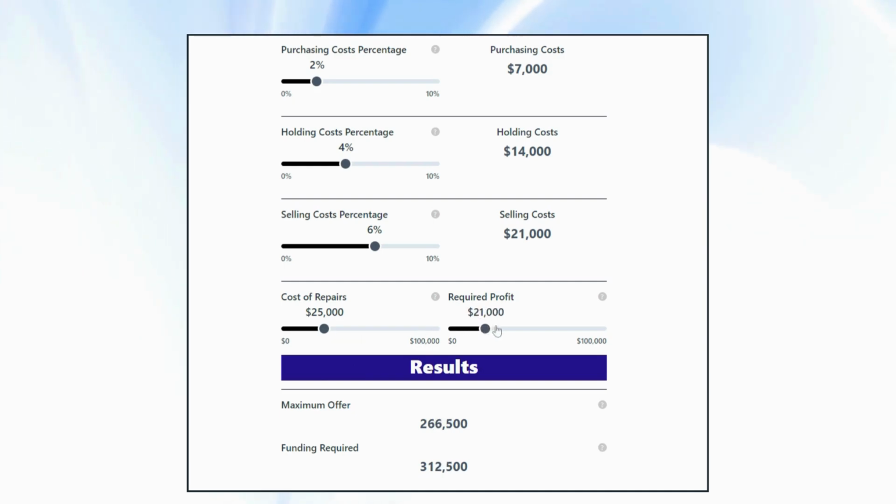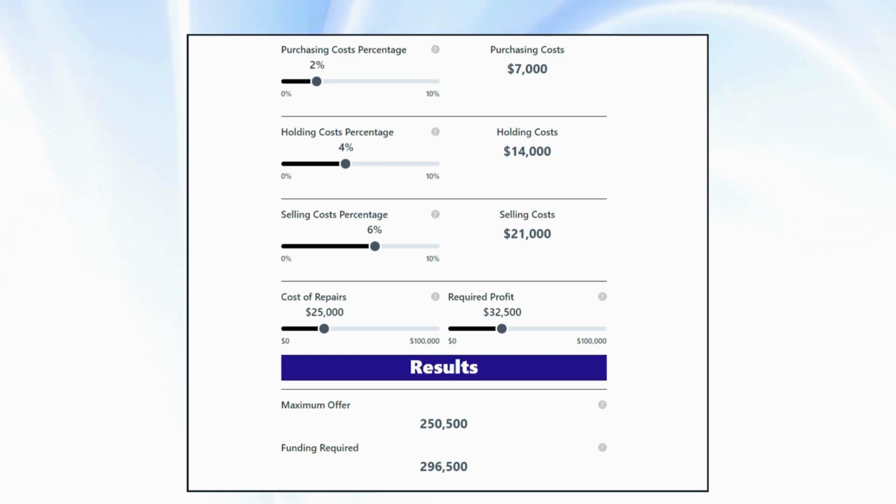Well, hey, you know what? I really need more like 32,500 as profit on this deal. So I can only offer 250,000 and therefore I need 296,500 in funding. Are you set for that? Can you do 300,000 in funding?